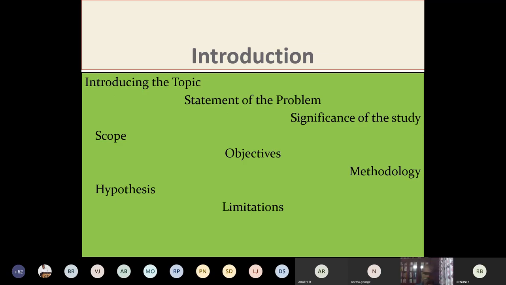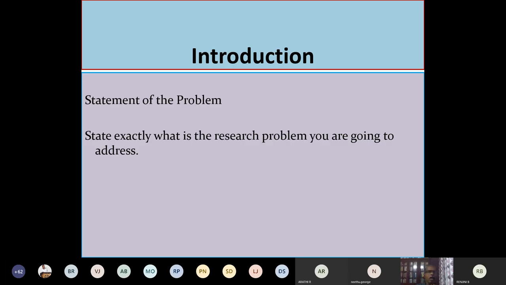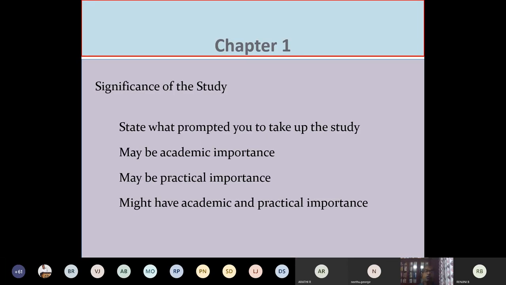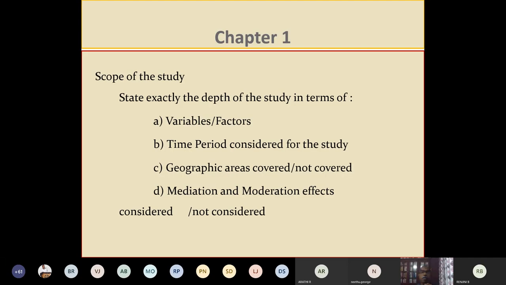Okay, that's all about the introduction chapter. Remember, in the introduction chapter, the statement of the problem is very important. You have to state exactly what research problem you are going to address. Significance, I have already told you: what prompted you to take up the study. Sometimes it may be academic importance, sometimes practical, and so on.